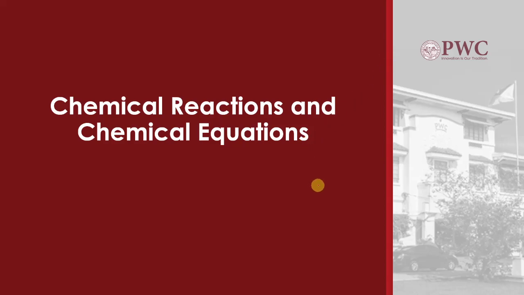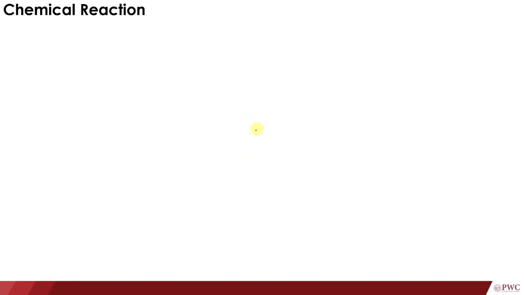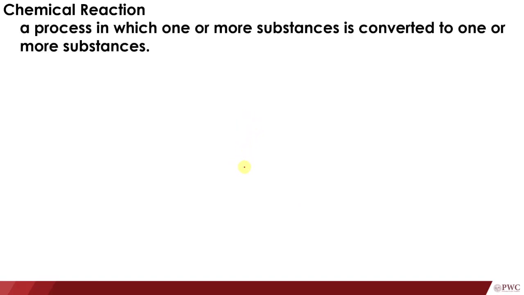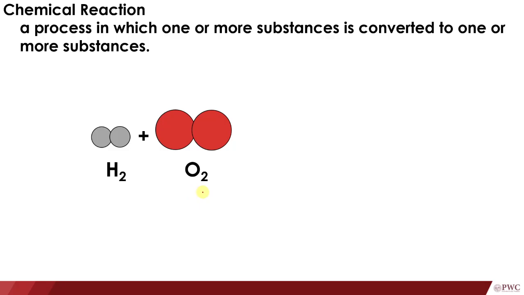Here, we'll discuss chemical reactions and chemical equations. A chemical reaction is a process in which one or more substances is converted to one or more new substances. For example, hydrogen gas, H2, reacts with oxygen gas, O2, to form water, or H2O.